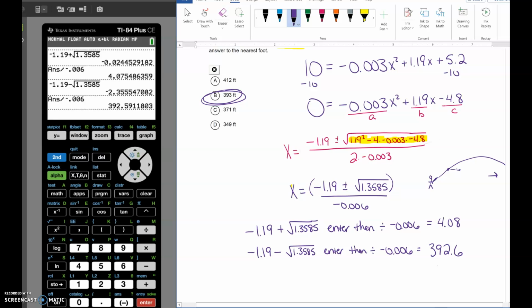Okay, what I want you to remember about these types of problems is that there are two answers to them. Because of that plus minus symbol, there are two possible answers to this problem. So you have to do the entire problem with plus, the entire problem with minus, and then look at those two answers and think about which of those two answers is actually going to work in this problem. So would it make sense for the ball to be only 4 feet away from home plate when it hits the wall, or would it make sense for the ball to be 393 feet away when it hits that wall?